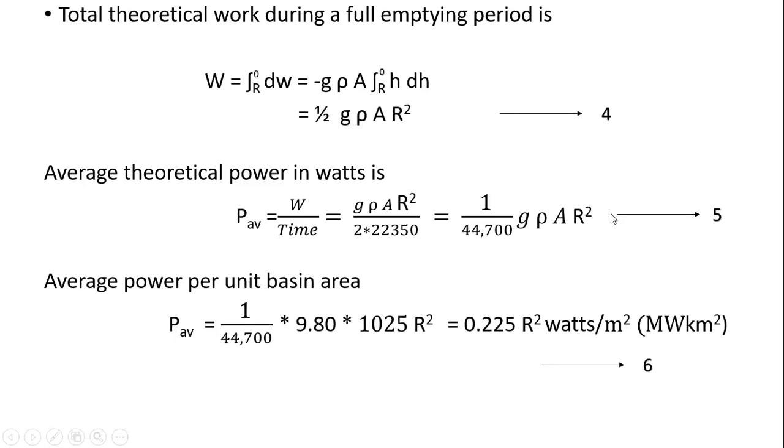From this, if you assume an average sea water density of 1025 kg per meter cube, then we can write the average power per unit basin area. P average is equal to 1 by 44,700 into, G is gravity, average water density rho is 1025 kg per meter cube, and G is 9.80.